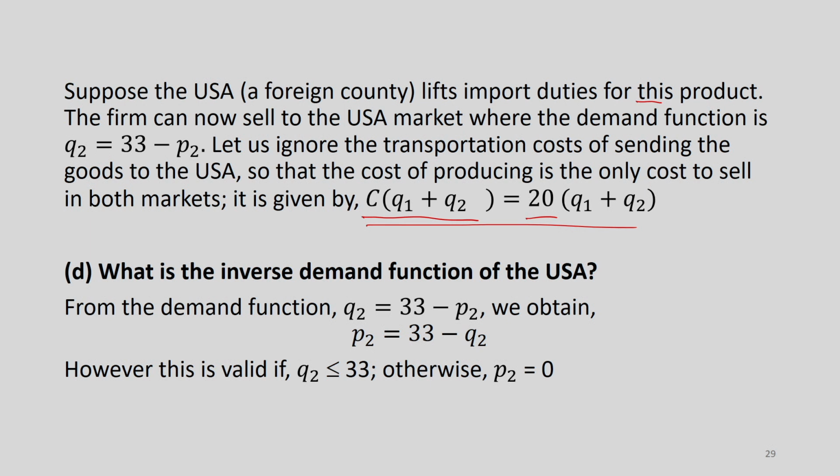So, here is the fourth question: what is the inverse demand function of the USA? That is, in the USA market, the American market, the inverse demand function is what? Well, the demand function is given Q2 is equal to 33 minus P2. From here I get P2 is equal to 33 minus Q2, right. This is the inverse demand function.